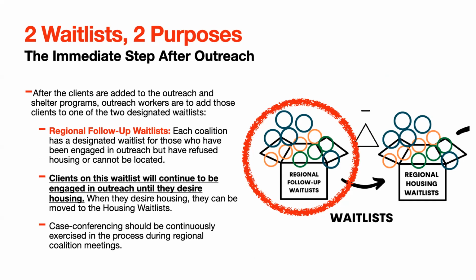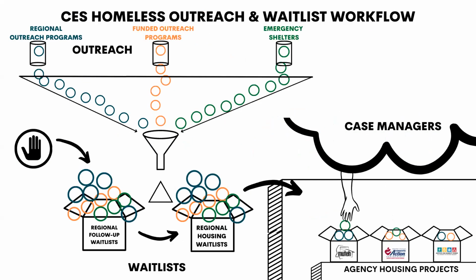And so what we're going to see here, if I go back to my previous graphic, you may see on the far left that there's a hand sign, right? That hand sign basically says we're going to stop right here and do some case conferencing to see if they desire housing. And then you see the arrow going from the regional follow-up wait list over to the regional housing wait list. And so what that means is this: we want to continue to case conference these people.